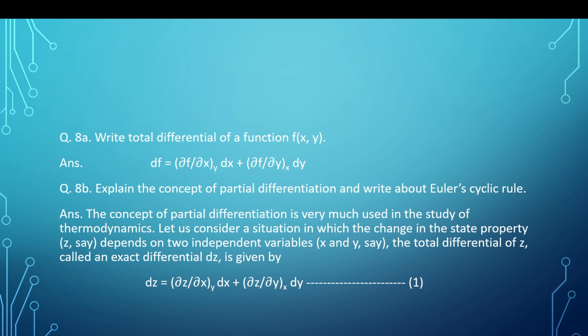The concept of partial differentiation is very much used in the study of thermodynamics. Let us consider a situation in which the change in the state property z depends on two independent variables x and y. The total differential of z, called an exact differential, dz is given by dz equal to (∂z/∂x) holding y, dx, plus (∂z/∂y) holding x, dy.